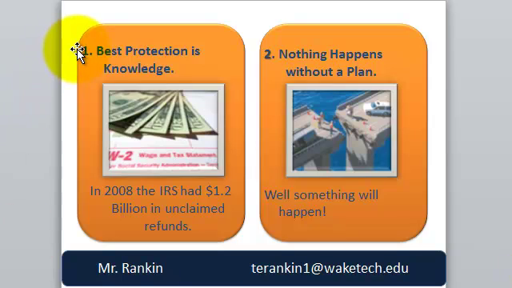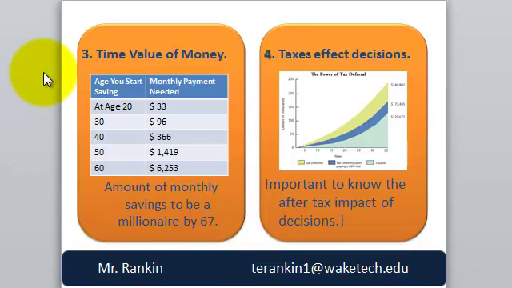Number 1, the best protection is knowledge. For example, we give here the IRS, the Internal Revenue Service, the folks that collect taxes, had $1.2 billion of unclaimed tax refunds. People just didn't know. Principle number 2, nothing happens without a plan. I guess I would say something's going to happen. Something's always going to happen. A plan doesn't ensure your success, but a plan certainly improves your odds of being successful.